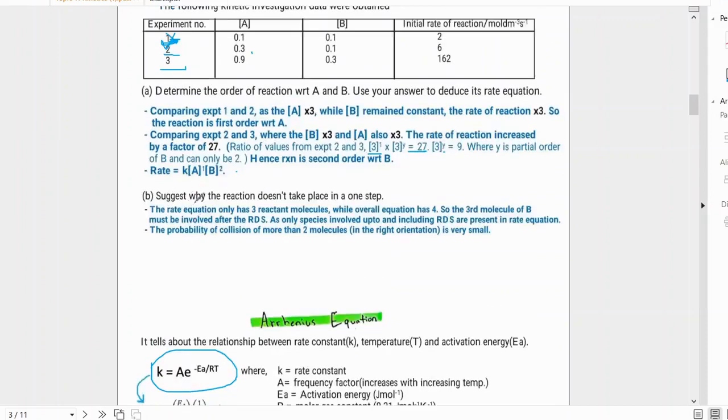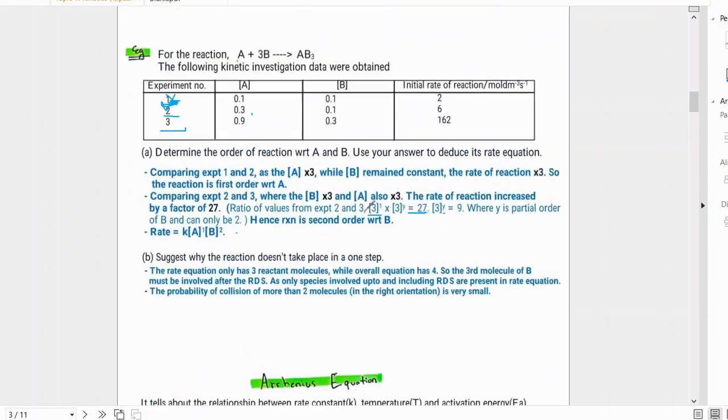This is a follow-up exam question, also taken from the mark scheme. The marking points ask why the reaction doesn't take place in a single step. Exactly: one molecule of A reacts with two molecules of B, up to and including the RTS, but the third molecule of B is involved after the RTS. So this reaction is in no way taking place in one step.